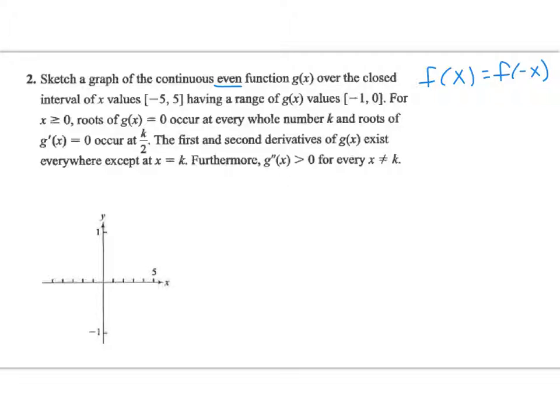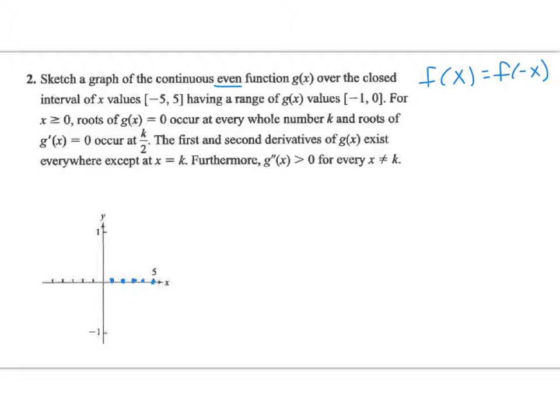So because they told me it's even, I'm only going to look from 0 to 5. And it told me my g of x values go from negative 1 to 0. So from negative 1 up to 0, I'm never going to go above it. And it said when x is greater than or equal to 0, my roots occur at every whole number. So that means I have a root at 1, 2, 3, 4, and 5. Now it told me that g prime of x is equal to 0 halfway between each of those. So I either have a max or a min in between each of those.